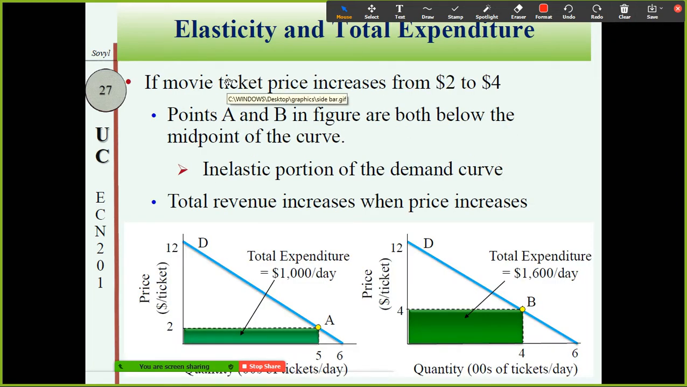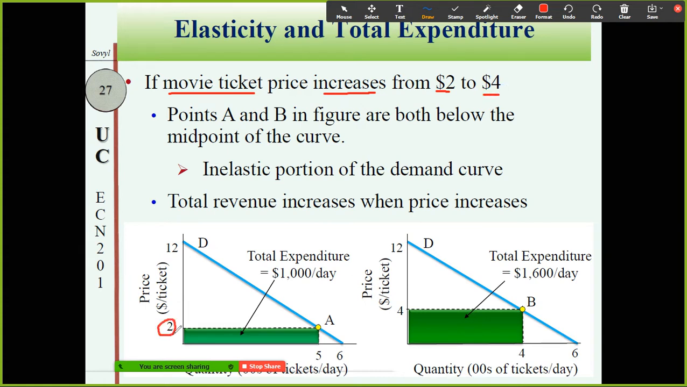Okay, the other example is about a movie ticket. So I have two graphs. If the movie ticket price increases from $2 to $4, point A and B: point A price $2, point B price $4.